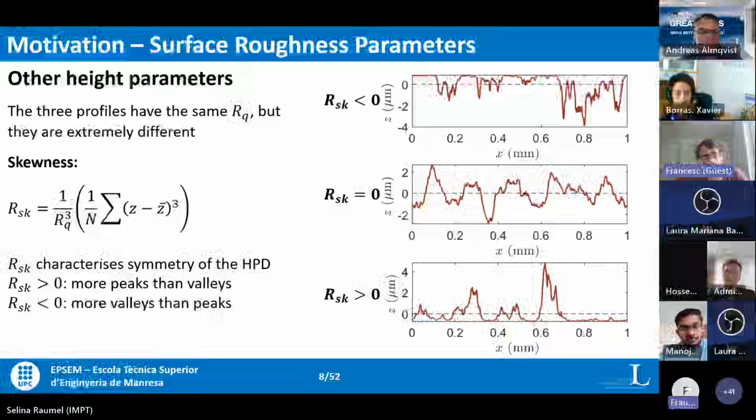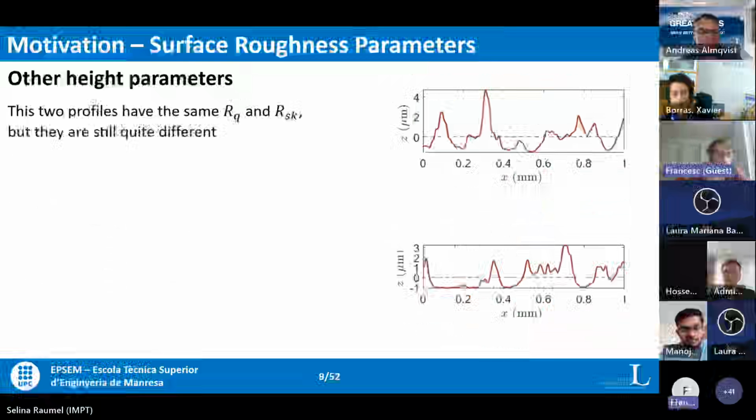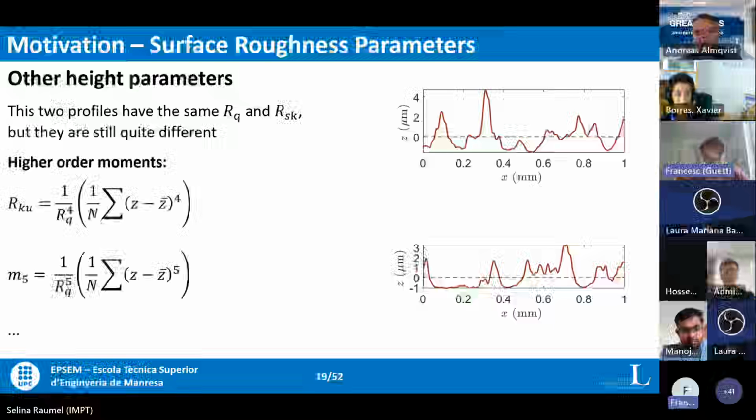So again, what we can do is to create more parameters. For example, we have kurtosis, which is the fourth order moment. And of course, we could proceed with the same story, but you know where it goes. We could say the fifth order moment, the sixth order moment, and so on. But eventually, this starts to become pointless because it's harder and harder to assign a physical meaning to all these higher order parameters.